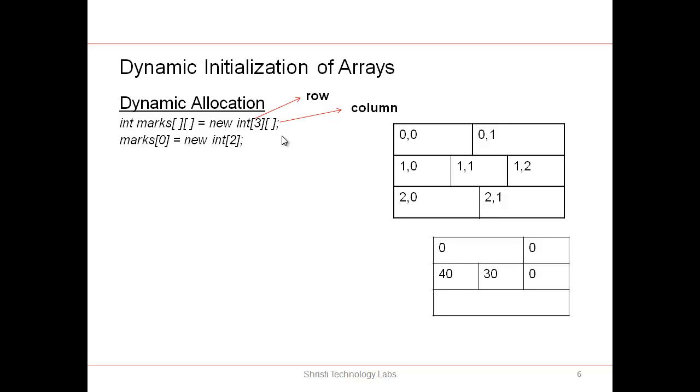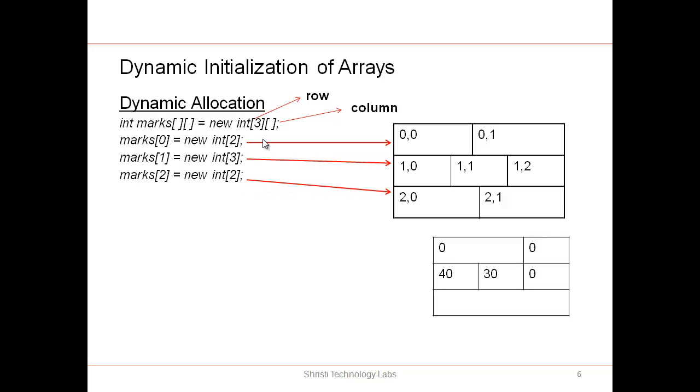Marks of 0 is equal to new int of 2. It means the first row takes 2 columns. This declaration, if you see, is similar to the declaration of your one-dimensional array. Now, marks of 1 is equal to new int of 3. So the second row has 3 columns. Marks of 2 is equal to new int of 2. So it has 2 columns. After declaring these, the values will be the default values of the data type. So it is going to be 0.